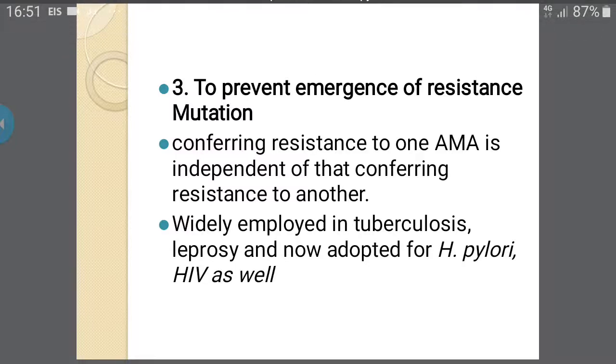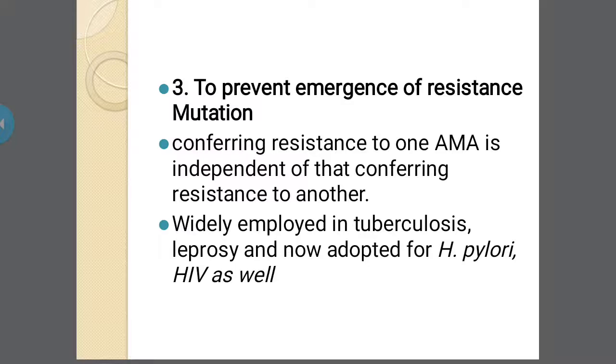To prevent emergence of the resistance mutation, there is an important advantage of using combination antimicrobial. The mutation that confers resistance to one antimicrobial is independent of that conferring resistance to another. So suppose in one population of bacteria, 1 in 10 to the power 5 bacteria is resistant, and if we give monotherapy in that bacteria, then chance of developing resistance will be relatively high. But if we combine with another antimicrobial whose resistance is 1 in 10 to the power 6, then if we combine both, the chance of development of resistance will be 1 in 10 to the power 11.